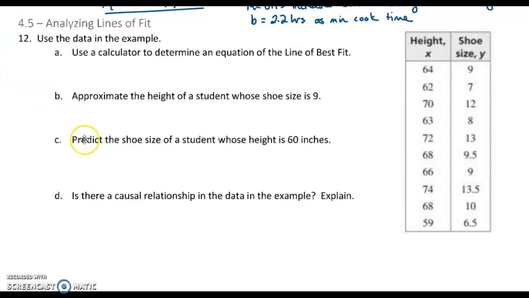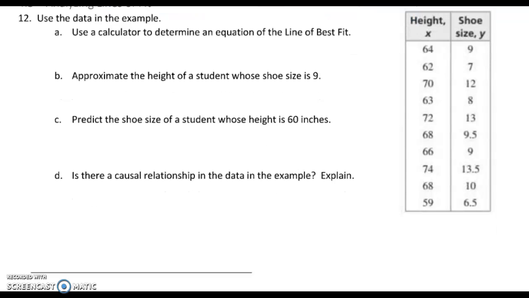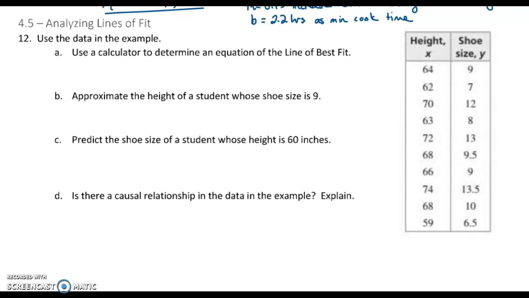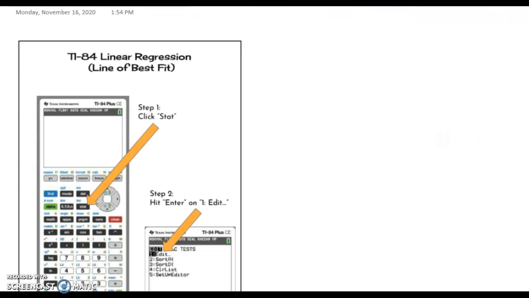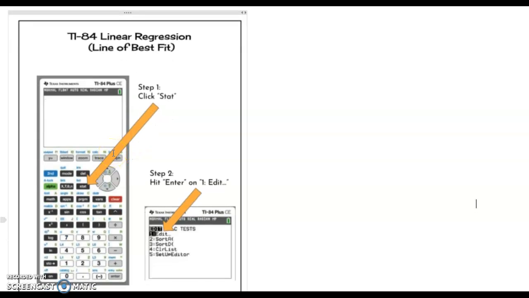Okay, so this is the continuation of going over the review for Algebra 1 Chapter 4. So this question asks us to use the data over here in this example. It says to use a calculator to determine the equation of the line of best fit. So when it says the line of best fit, we know to go in our calculator. We're going to follow our notes where we did linear regression and how to do the line of best fit.